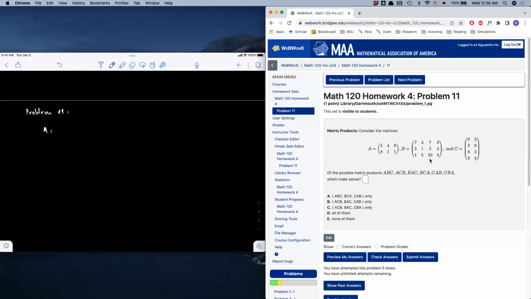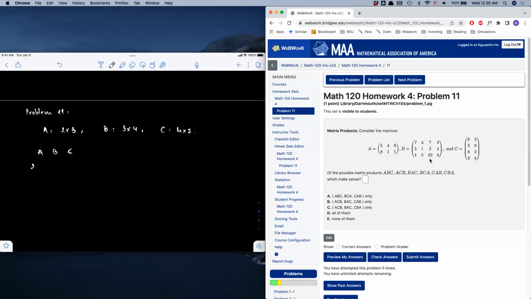Right, so matrix A is a 2 by 2 matrix. Matrix B is a 3 by 4 matrix. And matrix C is a 4 by 2 matrix. All right, so is ABC possible? So A times B times C.